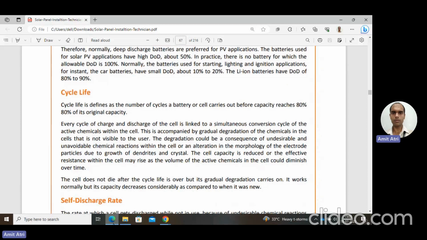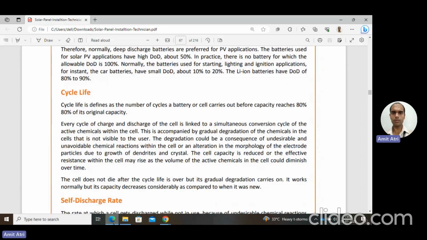Okay, the degradation could be a consequence of undesirable and unavoidable chemical reactions within the cell, or an alteration in the morphology of the electrode particles. It means the components are degrading due to the continuous chemical reactions, charging and discharging. So reactions are being carried out continuously. Okay, due to that, the total capacity is decreasing.